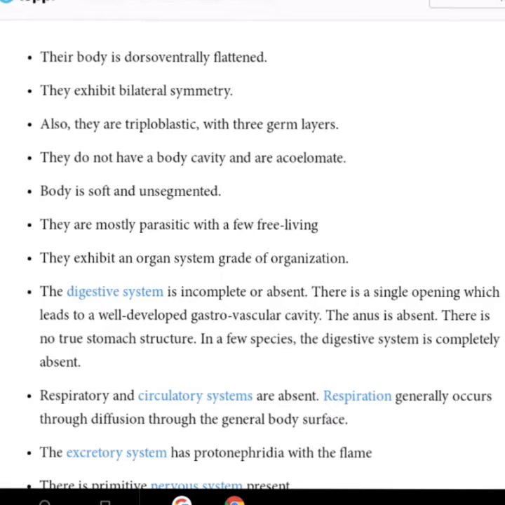They are triploblastic with 3 germ layers. They do not have a body cavity, that is why called acoelomate. Body is soft and unsegmented. There is no digestive system or a very incomplete digestive system present with a single opening and a well-developed gastrovascular cavity. Anus is absent. There is no true stomach structure.